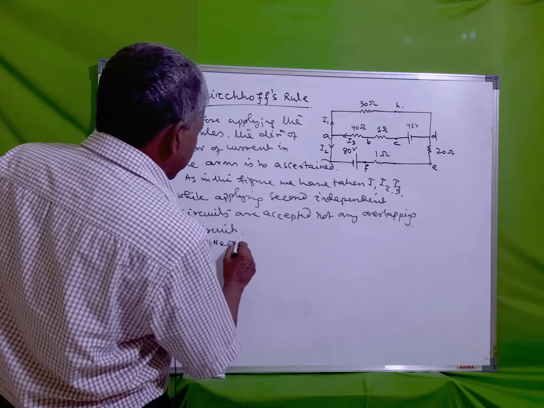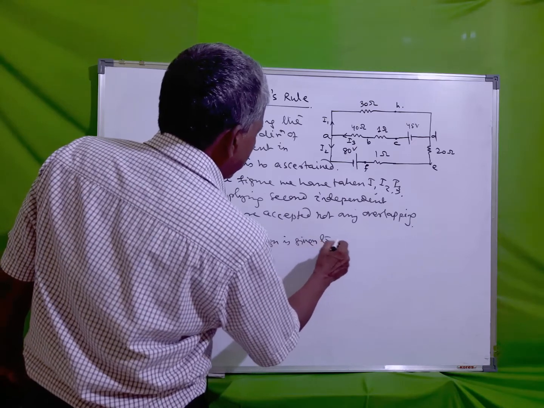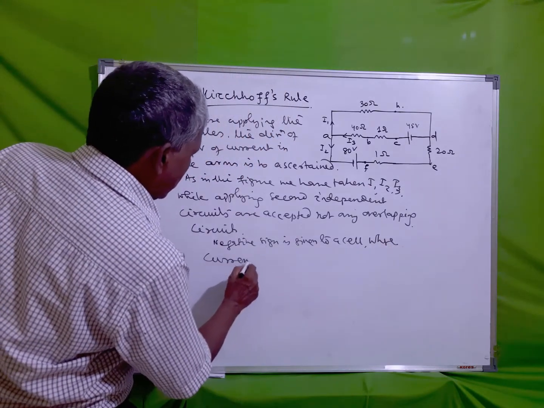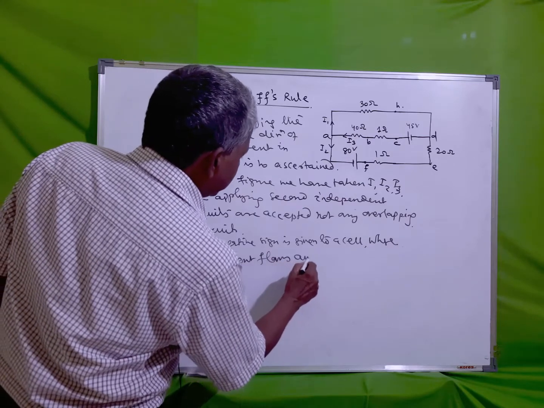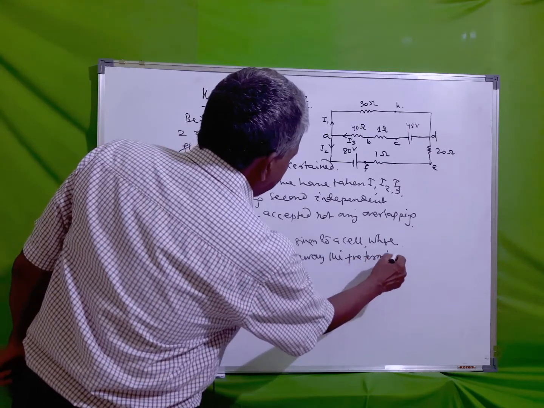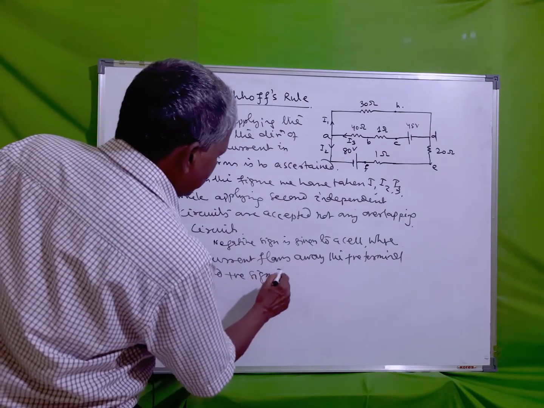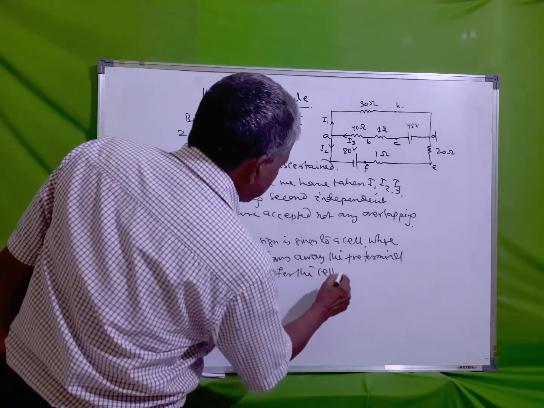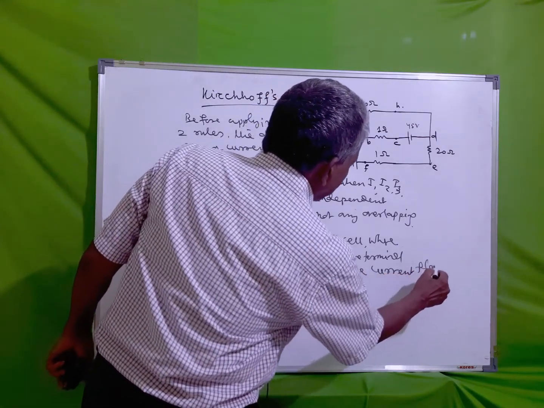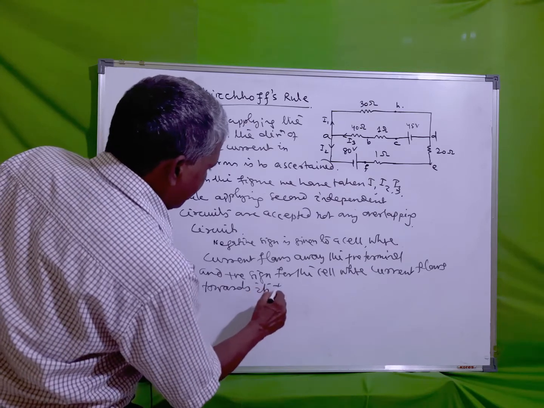A negative sign is given to a battery, a cell, where current flows away from the positive terminal, and a positive sign for the battery, the cell, where current flows towards its positive terminal.